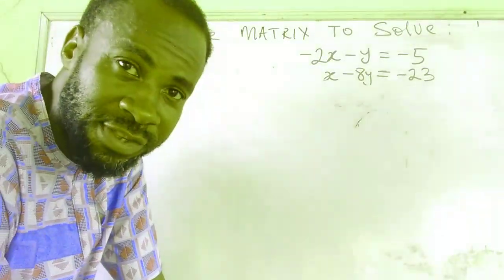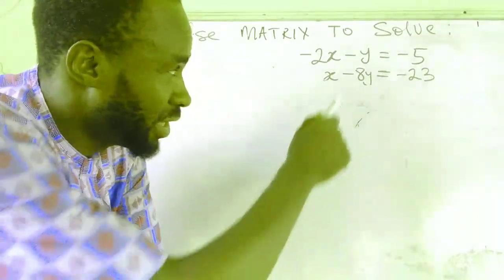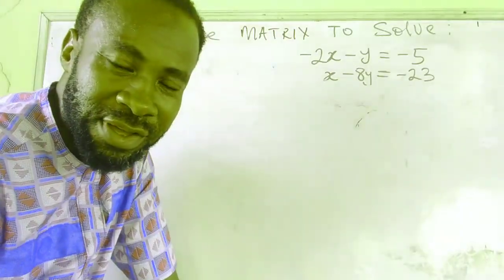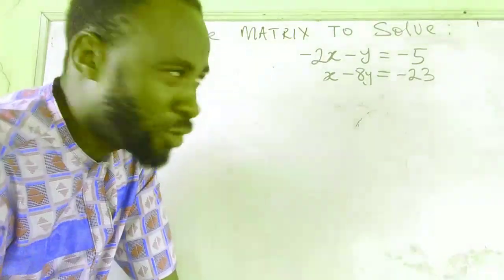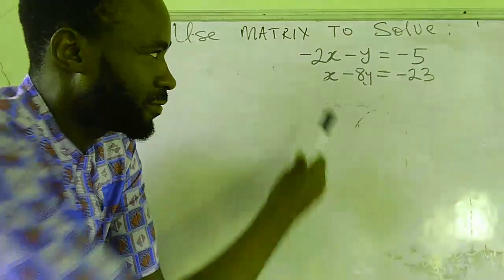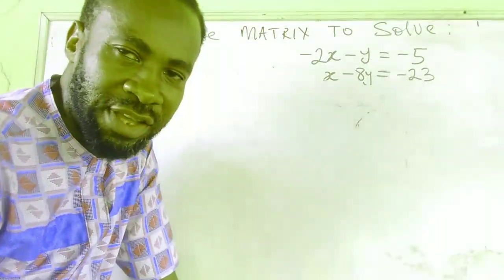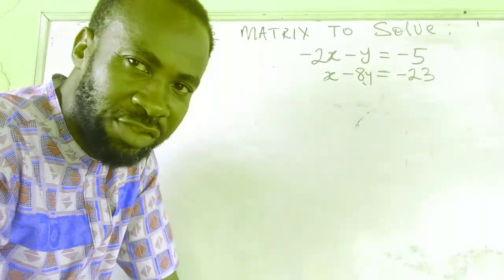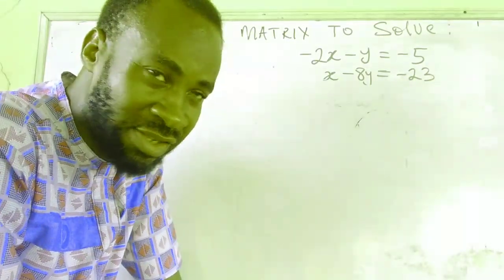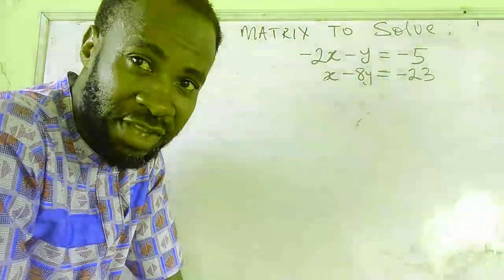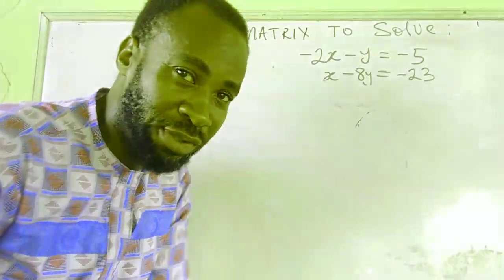How do you solve system equations like this using matrix? Now we are going to take all the coefficients of the variables and then get the determinants and do a little manipulation on the determinant, and then that gives us the answer. So let's go and see how it's being done.